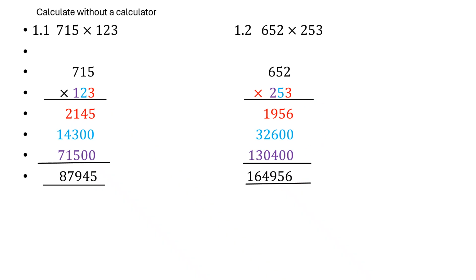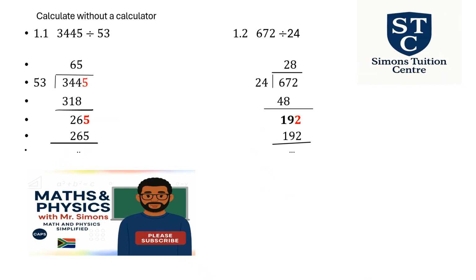Now let's look at some long division. Calculate without a calculator. 3,445 divided by 53. I'm going to draw my long division table. Reverse L. 53 goes in front, and I have 3,445. Right, so 53 can divide in 3. 53 can divide in 34. 53 can divide in 344. So that divides in there 6 times.